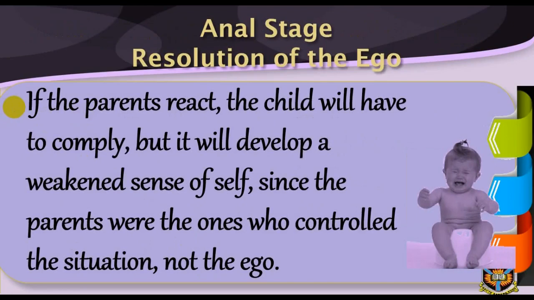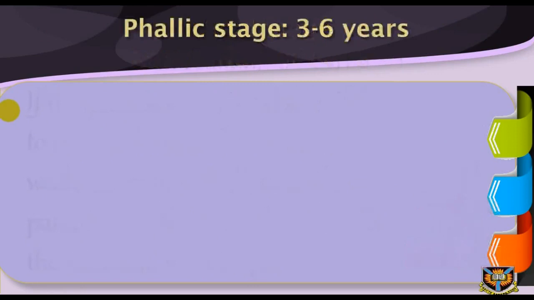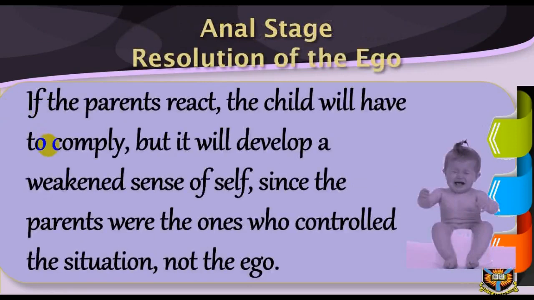On the other hand, if the child decides to heed the demands of the id and the parents give in, the child may develop a messy and self-indulgent personality. If the parents react, the child will have to comply, but it will develop a weakened sense of self, since the parents were the ones who controlled the situation, not the ego.